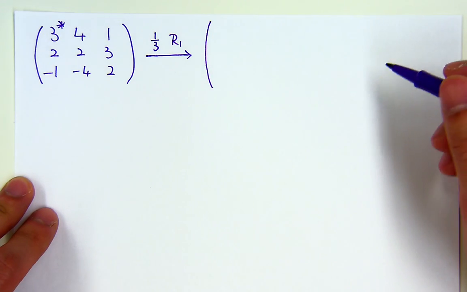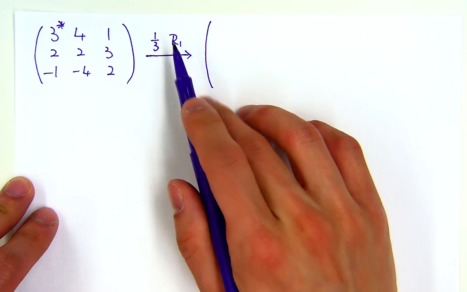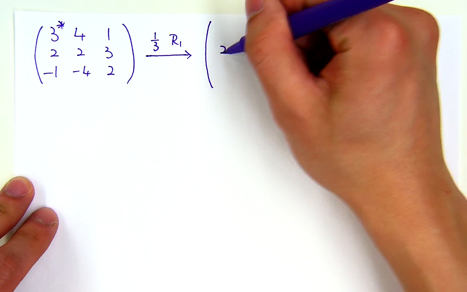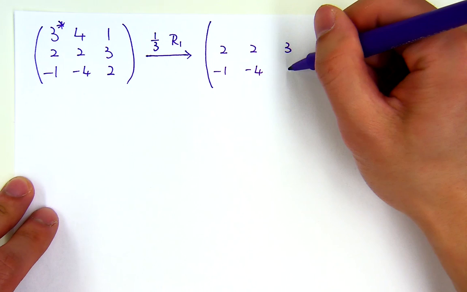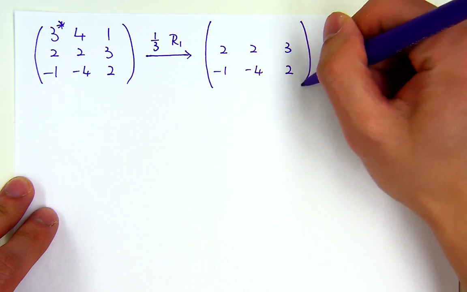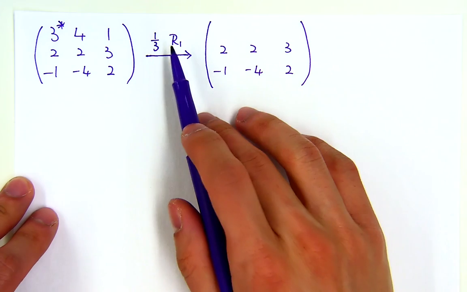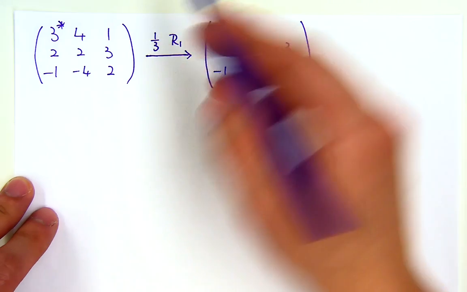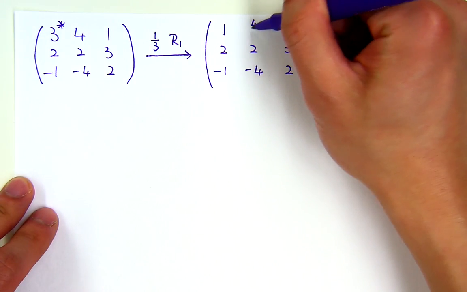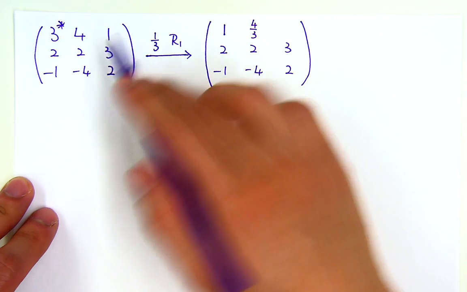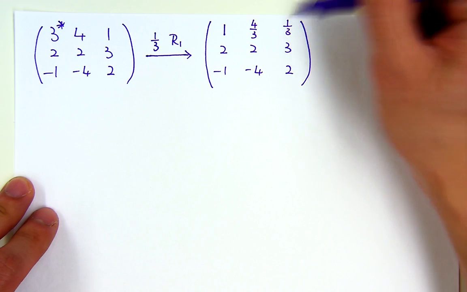And what we are going to get, the second row and the third row are not changed, so let me copy them. The first row will become 1/3 times 3, which is 1, 1/3 times 4, which is 4 over 3, 1/3 times 1, which is 1 over 3.